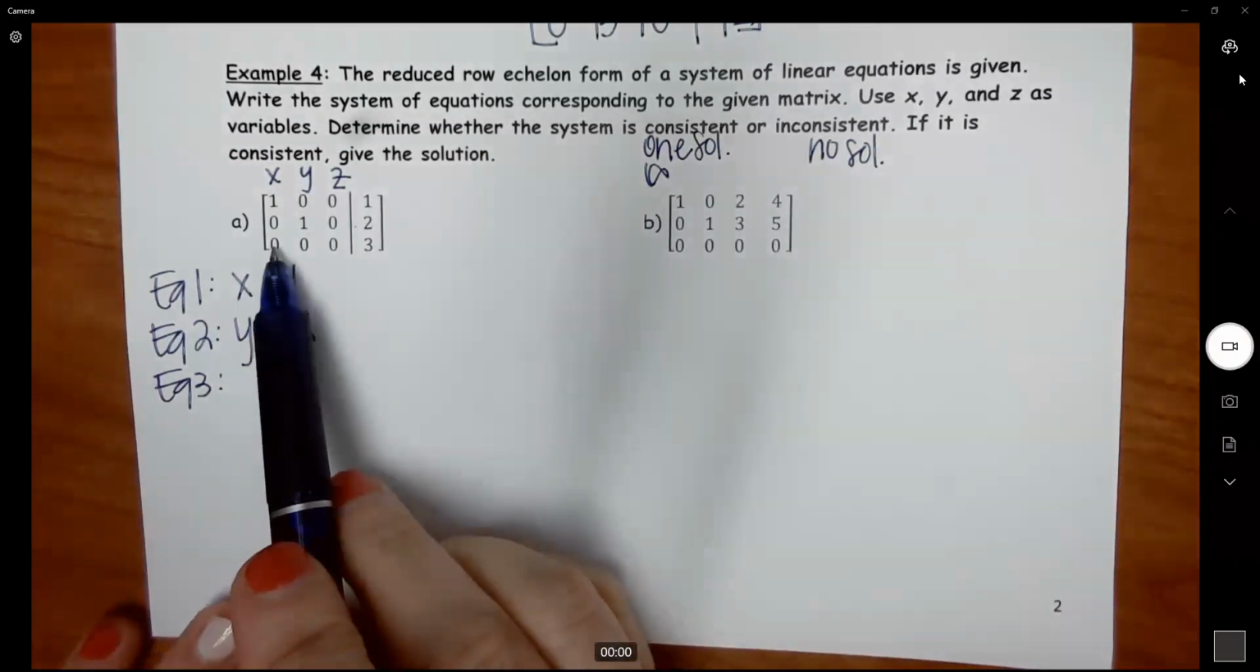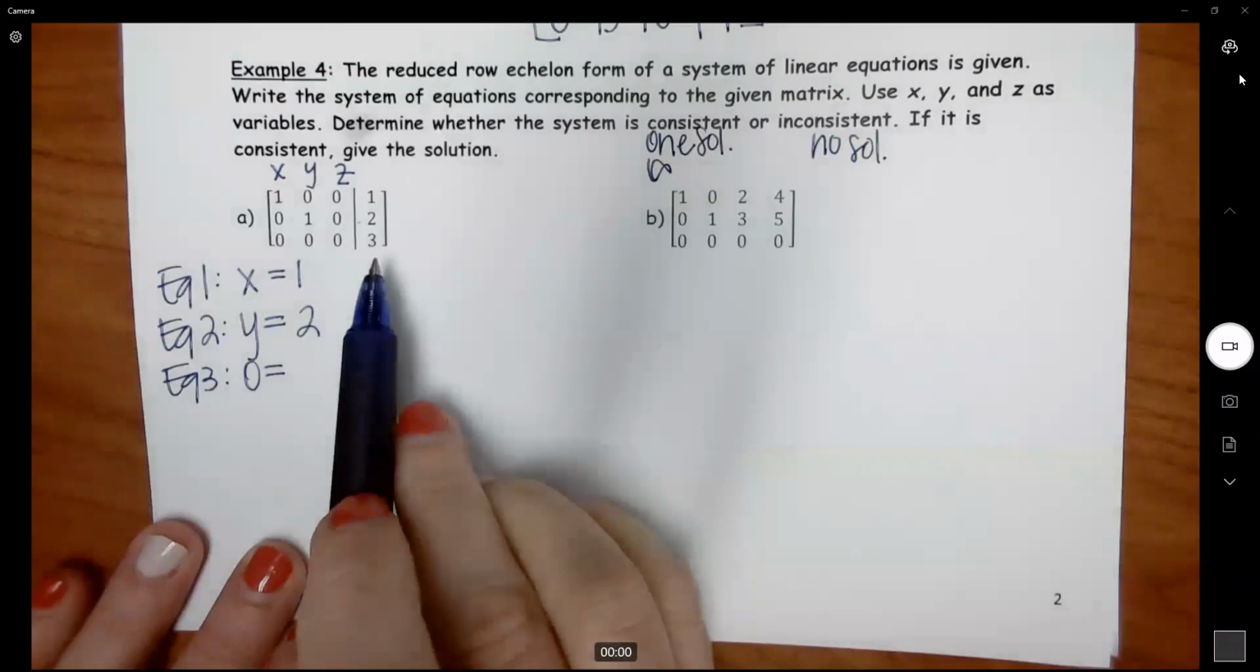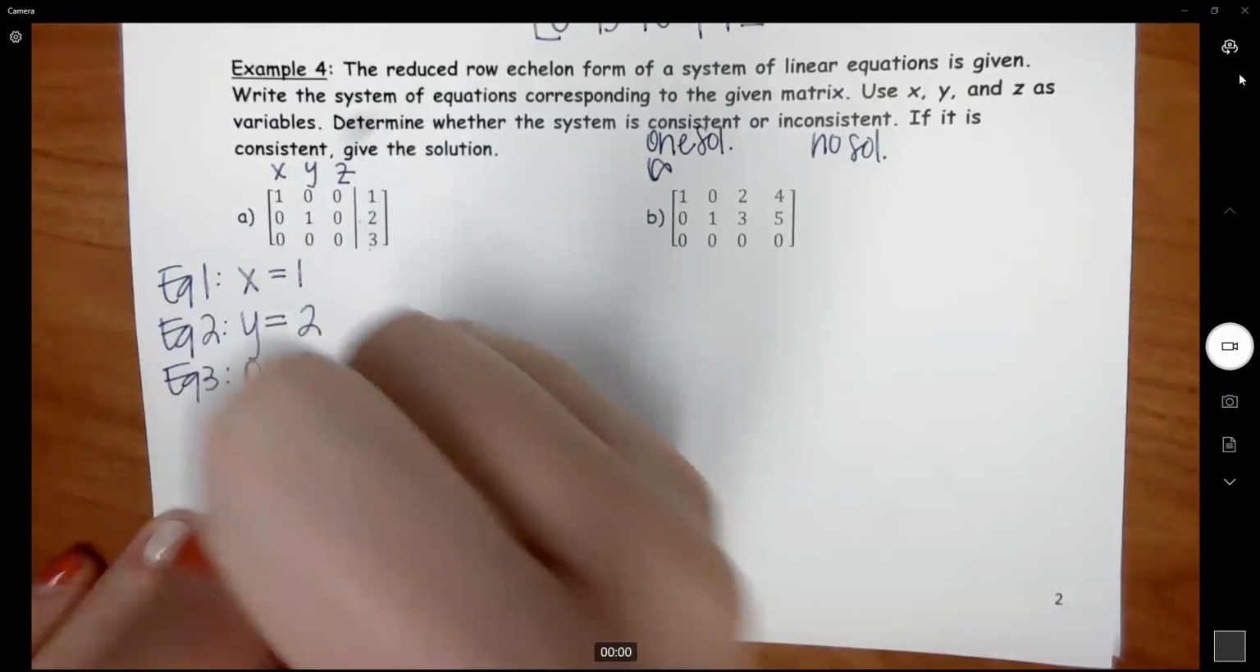And then lastly, we have 0x, y, or z. So I have 0 over here. And 0 is going to equal 3.